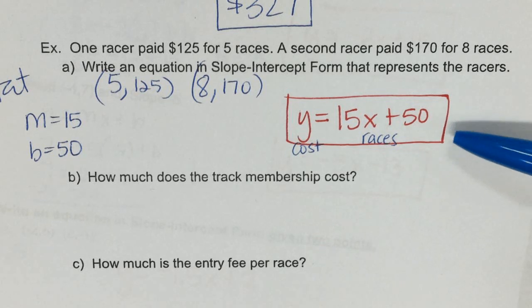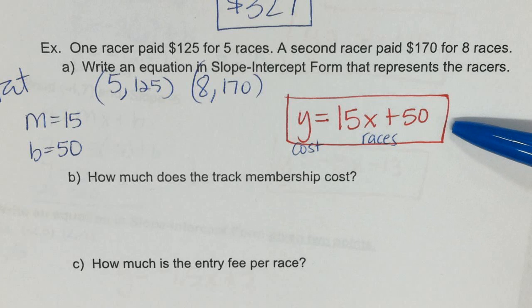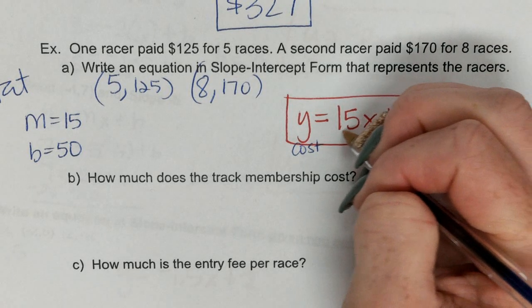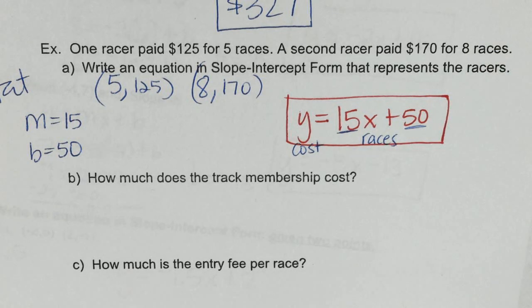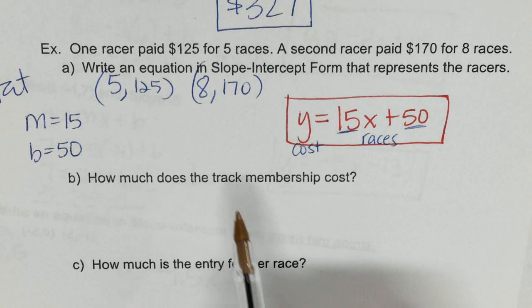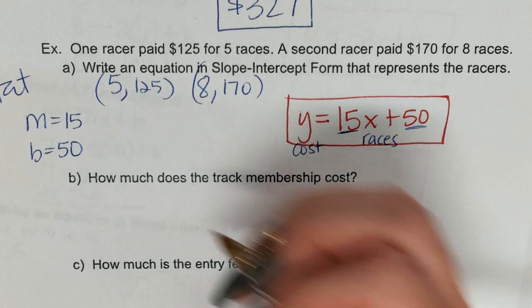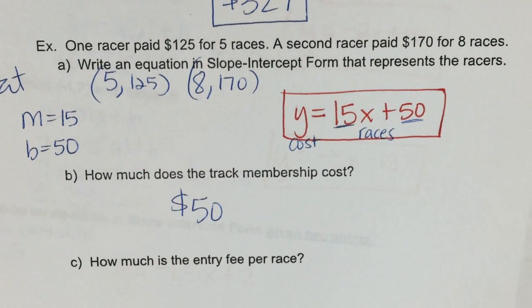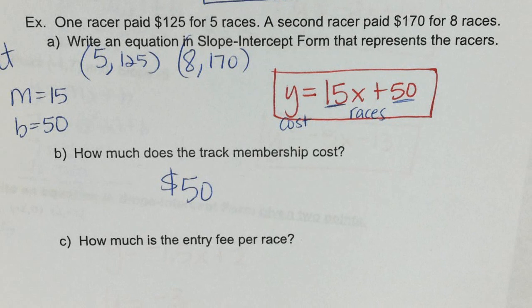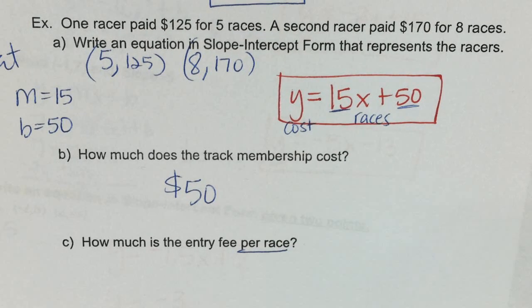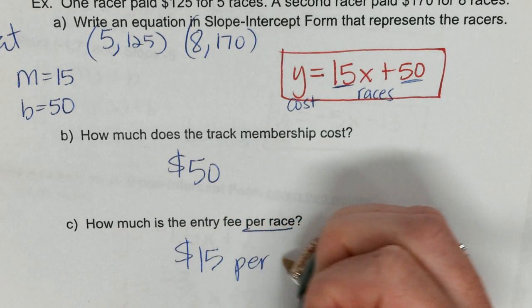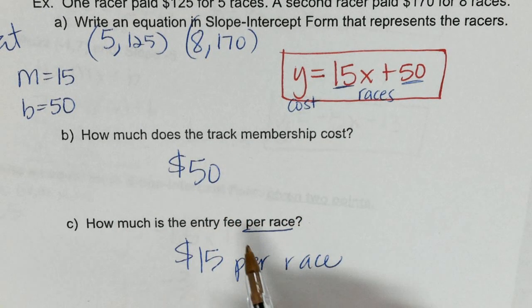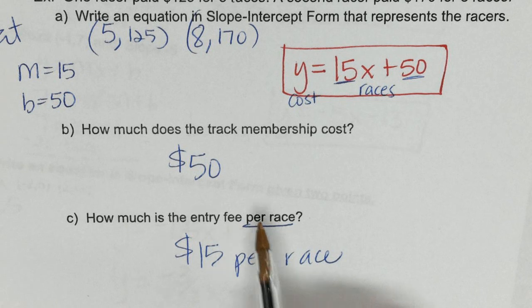Look at this equation. This is a rate, and this is a one-time thing, right? How much does the track membership cost? $50. How much is the entry fee per race? $15 per race. How did I know they were talking about the slope there? They're talking about the per race, the rate.